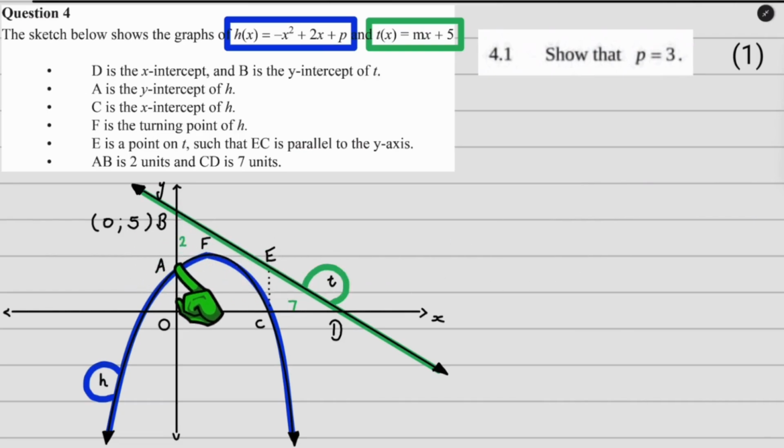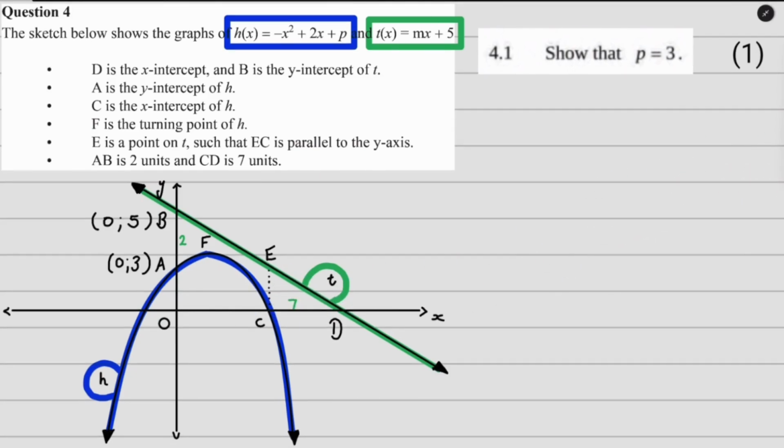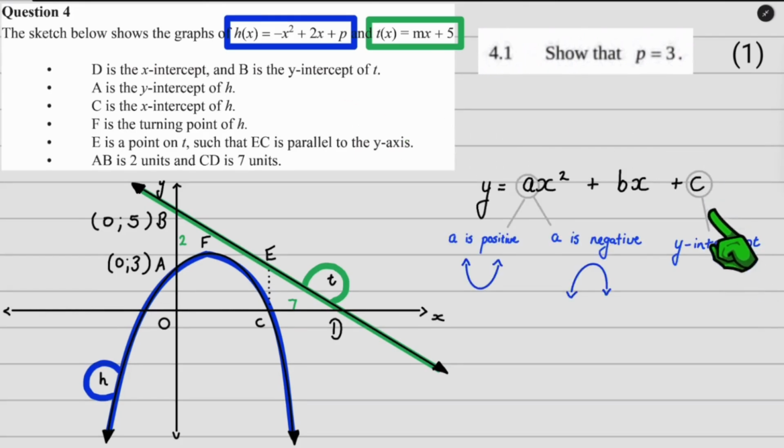And then I know this line is 2 units long. So I just have to go 2 units down to get to A. If I go 2 units down from 5, I'm going to get to 3. So now I know the coordinates of A are (0, 3). And now there's one of two directions you can go. You can sub this coordinate into h of x, and it will give you P equals 3. Or if you know standard form for a parabola, then this number at the end, the C value, or in this case the P value, represents the y-intercept, and I have the y-intercept, it's 3. So we can just conclude that P equals 3.